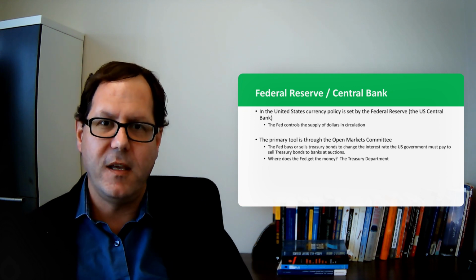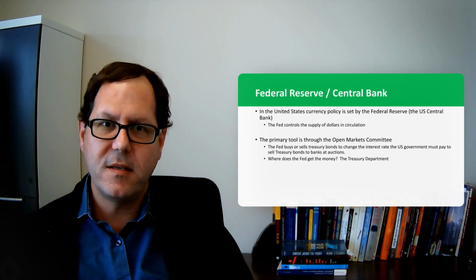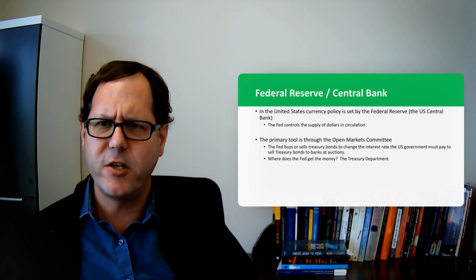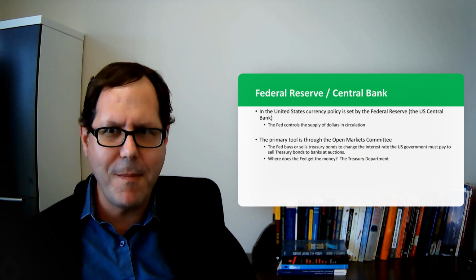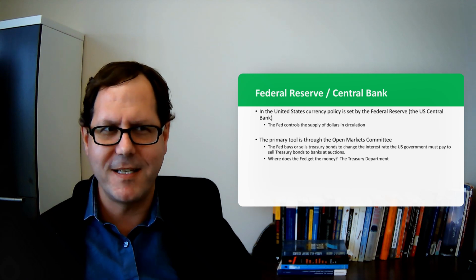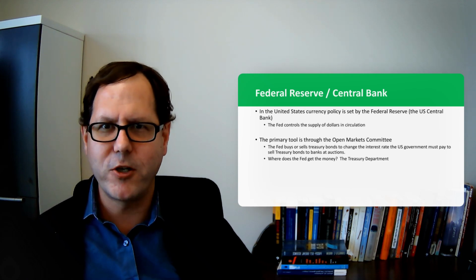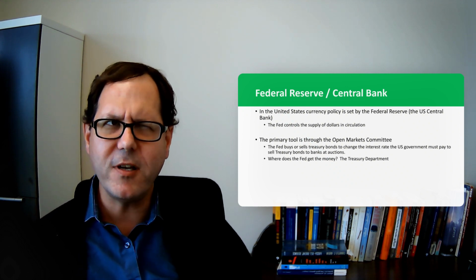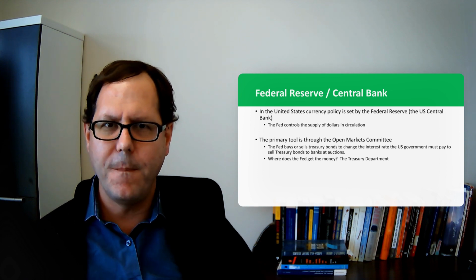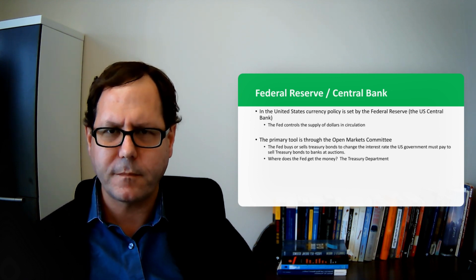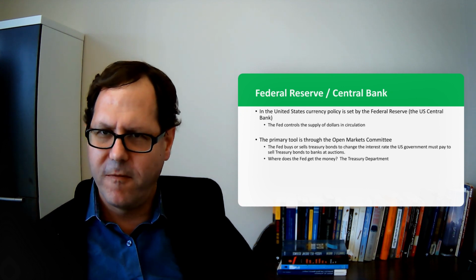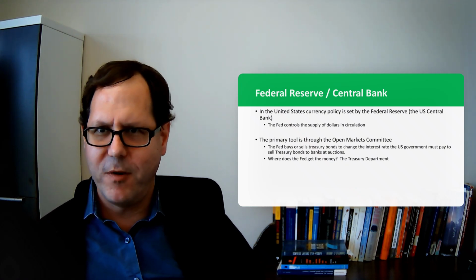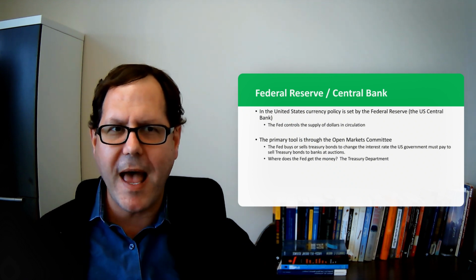And the primary tool that the Federal Reserve uses to do that is the Fed Open Markets Committee. There's a number of other levers and strategies and tools that the Federal Reserve can use, but in normal circumstances, when we're not facing a great recession or a depression, currency policy is handled through the Fed Open Markets Committee, which essentially indirectly sets interest rates by buying and selling treasury bills, forcing the interest rate that the United States government has to pay on those treasury bills up or down. And so you might say, well, where does the Federal Reserve get its money to do that?